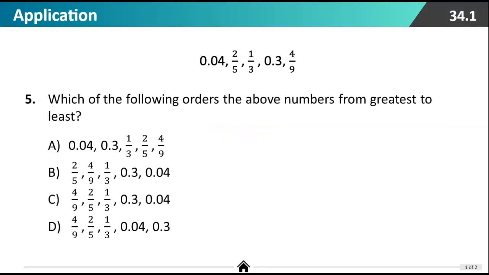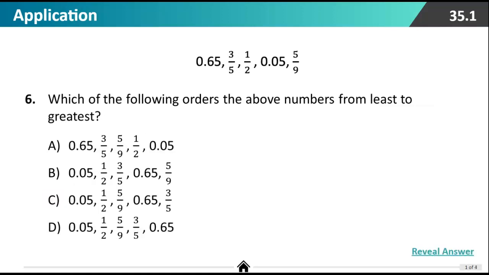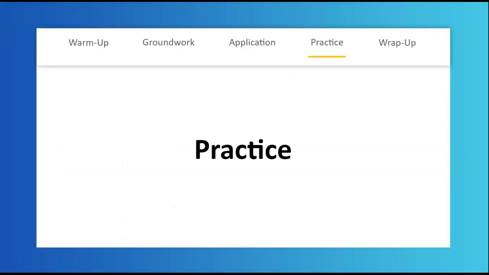This one is just like the one we looked at earlier. If we convert all these to decimals, we can solve. The correct answer should be C. The next one, once again, we want to convert all those to decimals. We're putting those in order from least to greatest, and because of that, we get an answer of D.